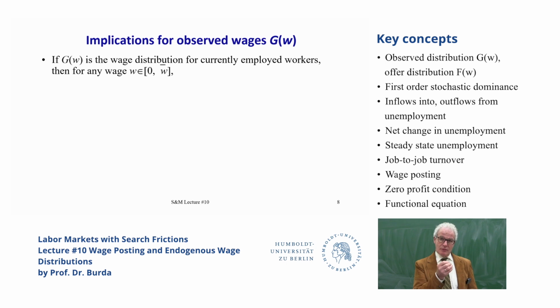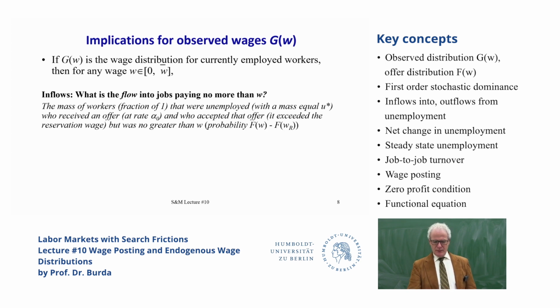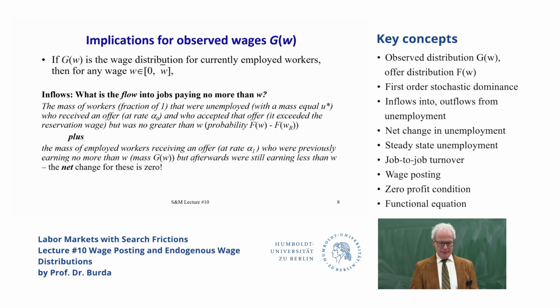Okay, so now let's try to derive using the objects that we've learned already in the previous lecture. If asking the question, what is the flow into jobs paying no more than W, then we can ask the unemployed workers, who have mass U star, so the size of the pool of unemployed workers relative to the total, again, it's a fraction, it's just U star. They have to have gotten an offer of a wage coming from F that exceeds WR. It's just the definition of having a reservation wage, okay?